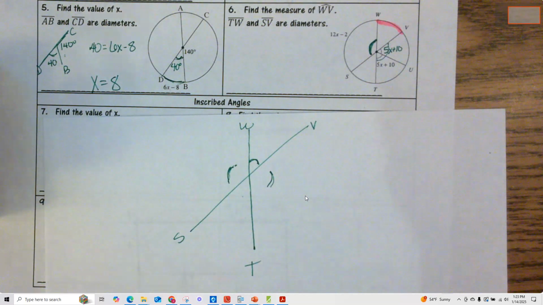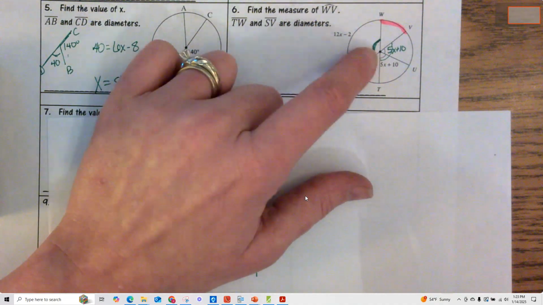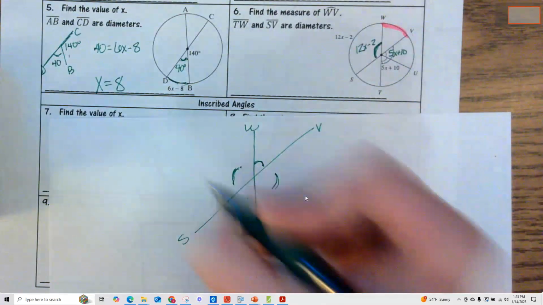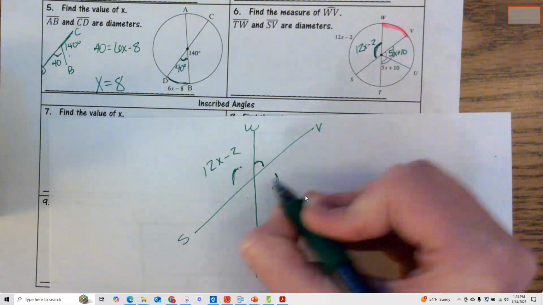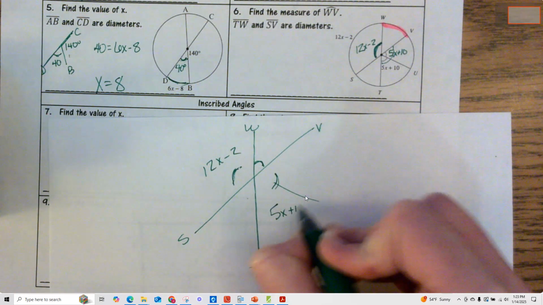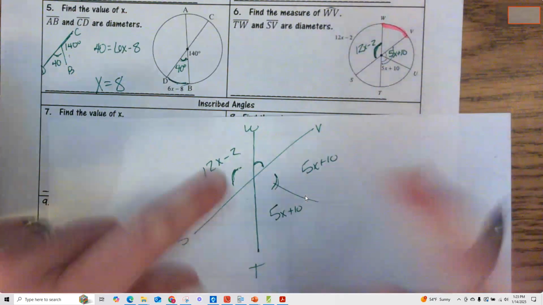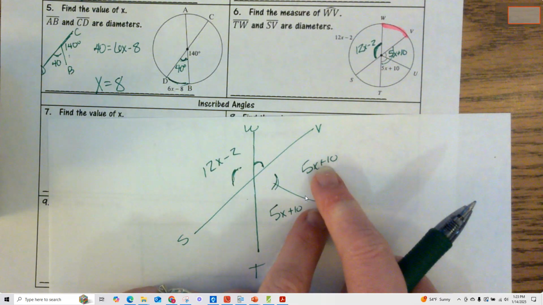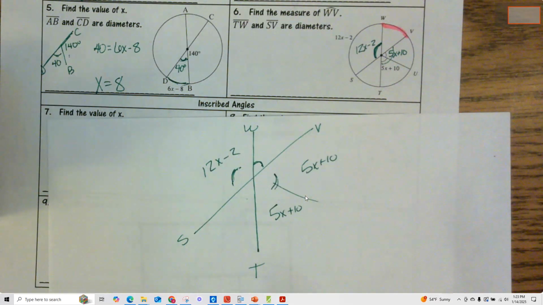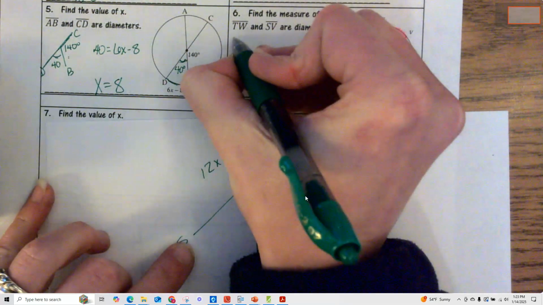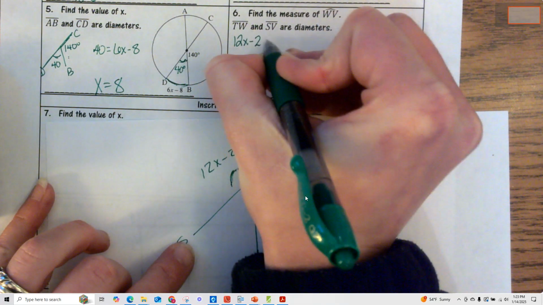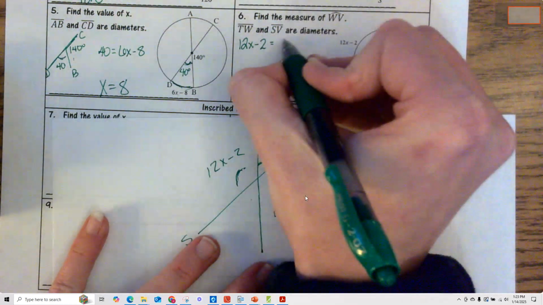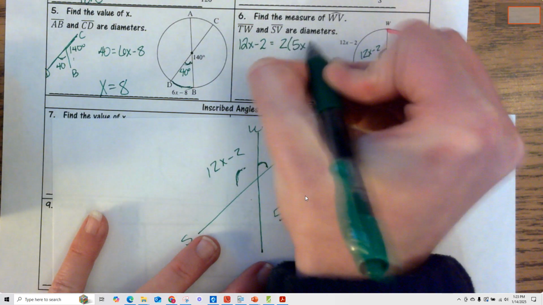And we're still doing central angles. So if this arc is 12x minus 2, then that angle is 12x minus 2. And then we know this is 5x plus 10, and we know this is 5x plus 10. But they're vertical angles, so we know that this equals these two added together. See what I mean? These get dicey really quick. So I can set 12x minus 2 equal to 5x plus 10 plus 5x plus 10. Or I can just multiply it by 2.